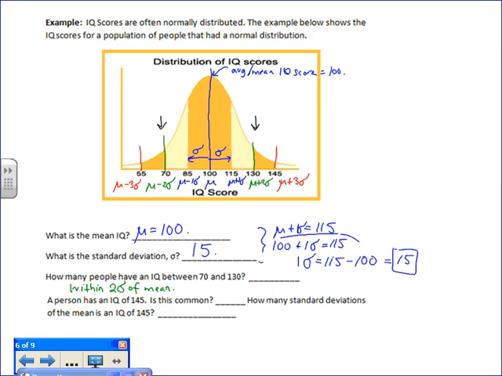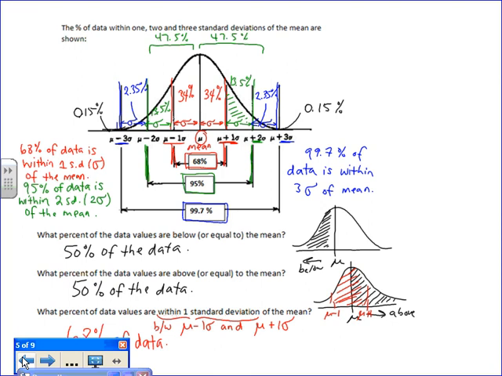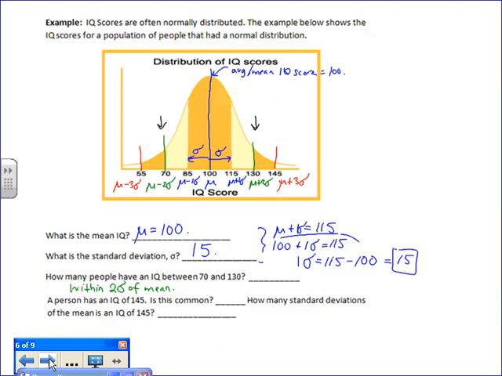So we can go back to thinking about our breakdown, okay? And 95% of the data is within 2 standard deviations of the mean. This is always true for all data that's normally distributed. So 95% of the data falls within 2 standard deviations. So that is always true. Okay, this represents 95% right here.